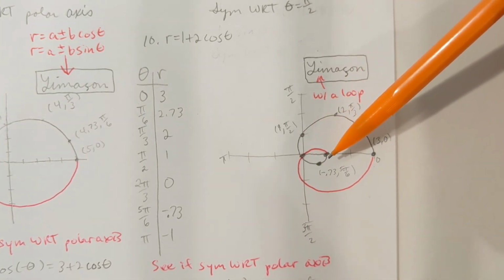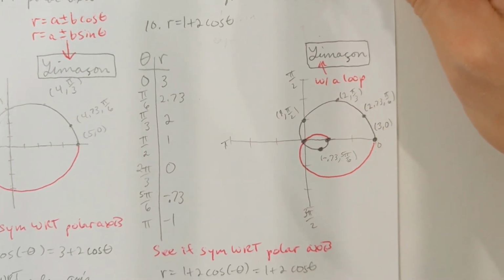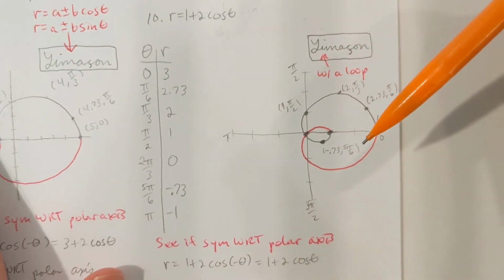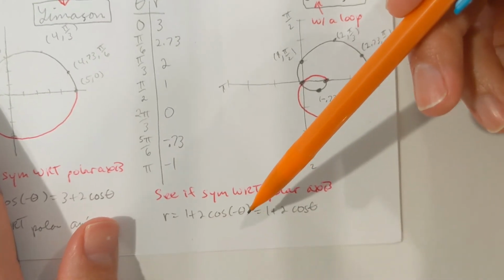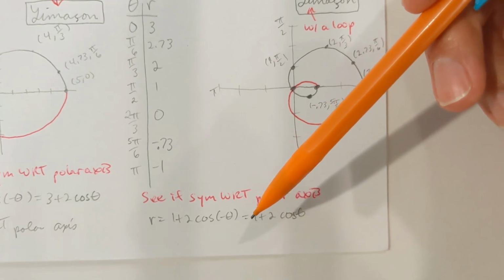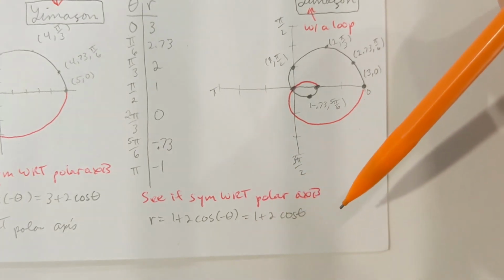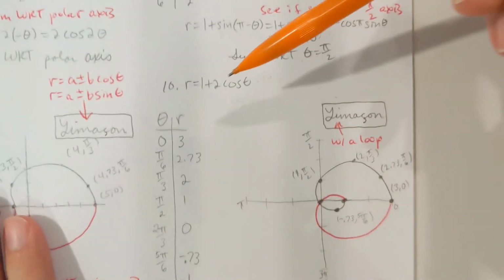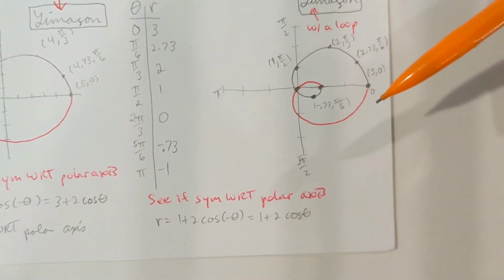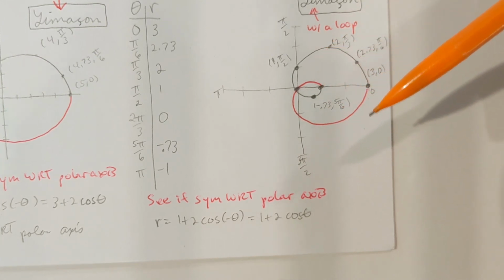I want to see if maybe this graph is symmetric to the polar axis, the x-axis. So I'll need to replace theta with negative theta, and I've done that here, and check to see if I get the same equation. Cosine of negative theta is the same as cosine theta, and so in fact I would get the same equation as I had originally started off with. So this calculation tells me that this graph is symmetric to the polar axis. So all these points can be reflected about the x-axis, completing the graph.